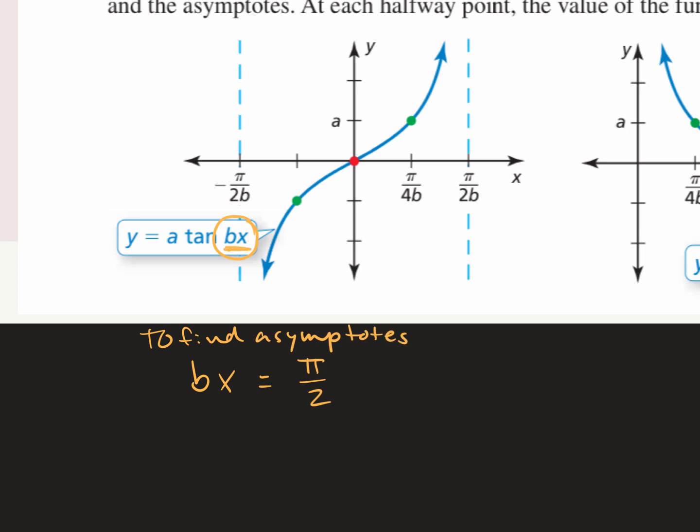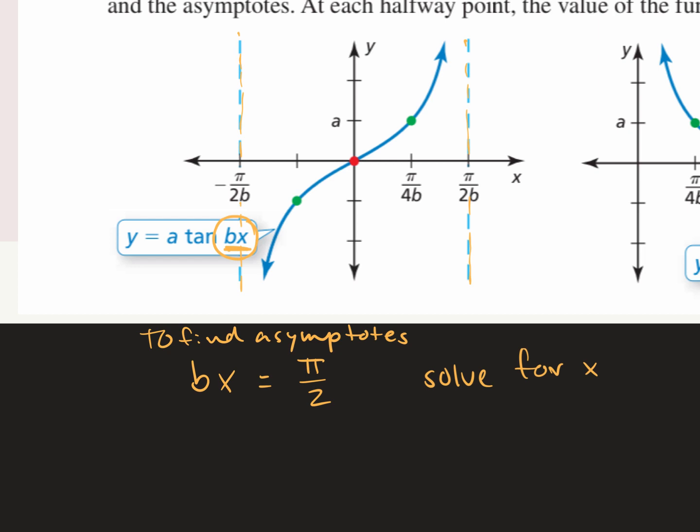The b of x is going to be given. It's just going to be whatever's after tangent. And then we set bx equal to pi over 2 and solve for x. So we would just have to divide by whatever that b is. So that helps us with the asymptotes. We'll have a positive asymptote and then the same exact thing that's negative.